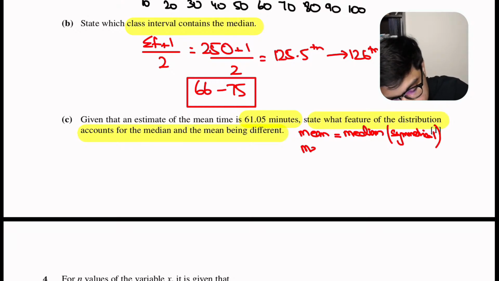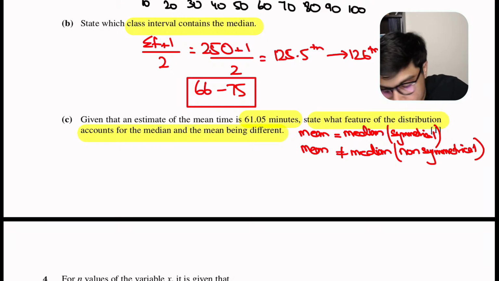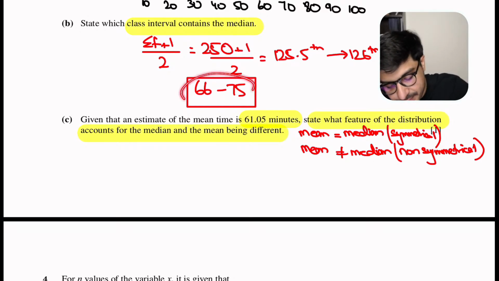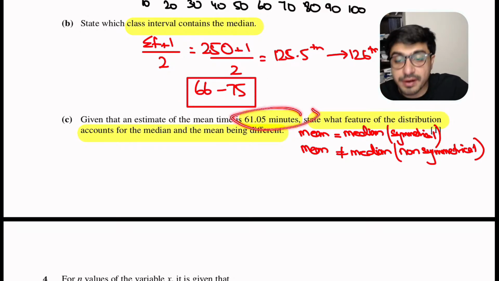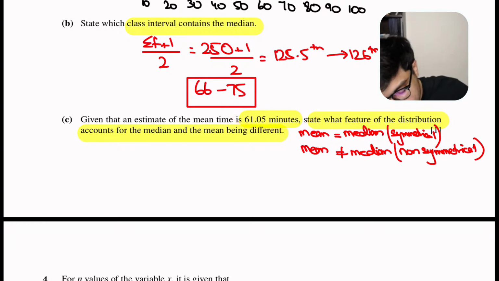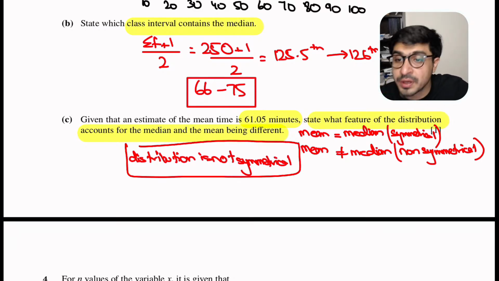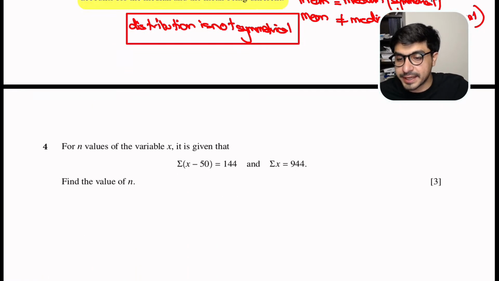But if the mean is not equal to the median, then it is going to be non-symmetrical, and this is what it is going to look like. So this is how it is supposed to be. Right now, the median is lying somewhere here, and the mean is given as 61.05. That would mean the distribution is not symmetrical. That is what we write down in the answer, and this will get us a mark. Let's move on and look at the next case.